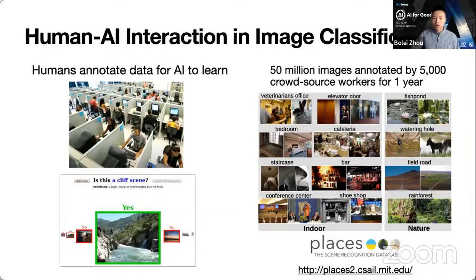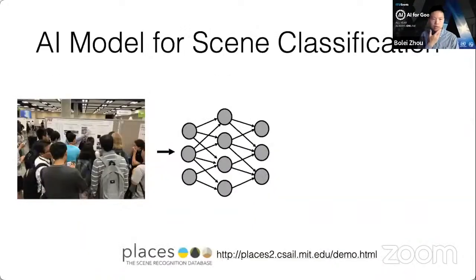One of the scene understanding databases we built is the Places database. For this Places database, we have 50 million images annotated by 5,000 crowdsourcing workers over 1 year. From those annotations, we can train supervised learning algorithms and neural networks. Here is a scene recognition demo we built. It's still working, so you can upload an image and the model returns its prediction. For example, I feed this image into the neural network, and it gives the prediction 72% indoor booth, which is correct.